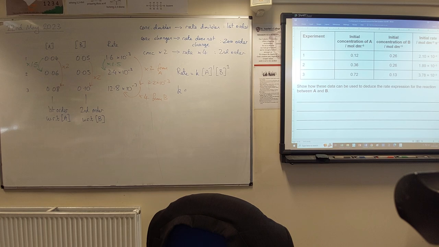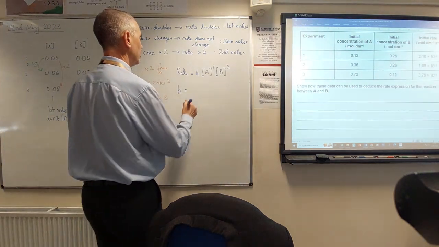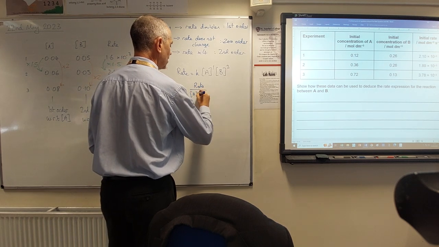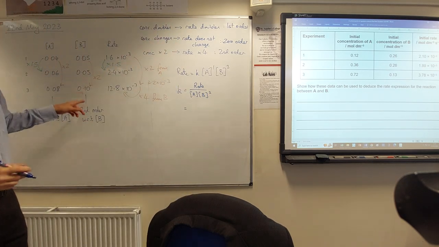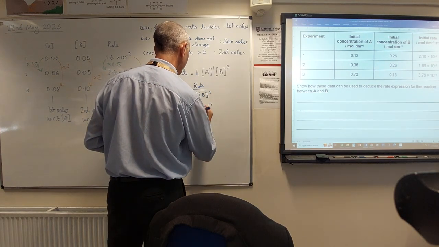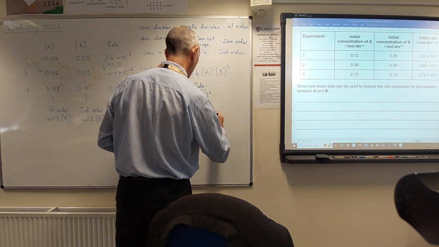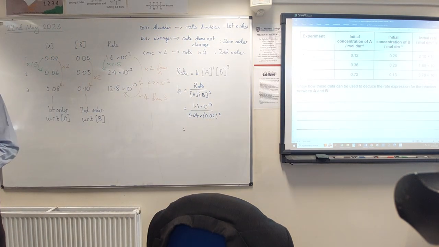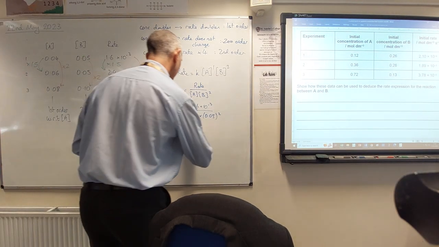Okay. So I'm going to do the same again. I'm going to rearrange: K equals rate over A, B squared. So substituting in these values, 1.6 times 10 to the minus 3 over 0.04 times 0.05 squared. What's our value for that? 16. What are the units?